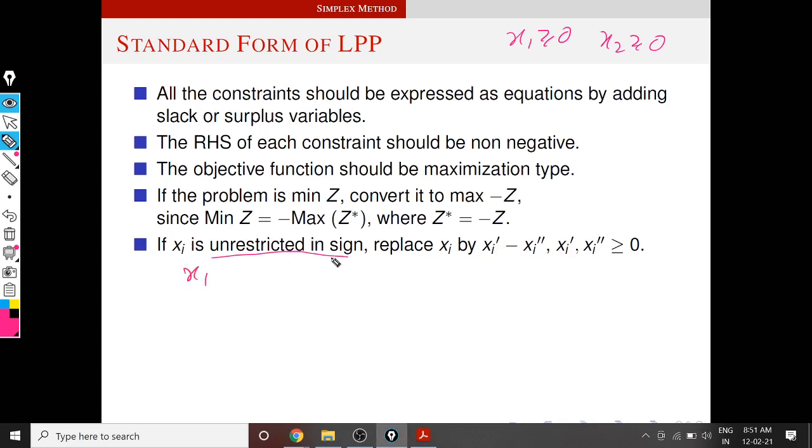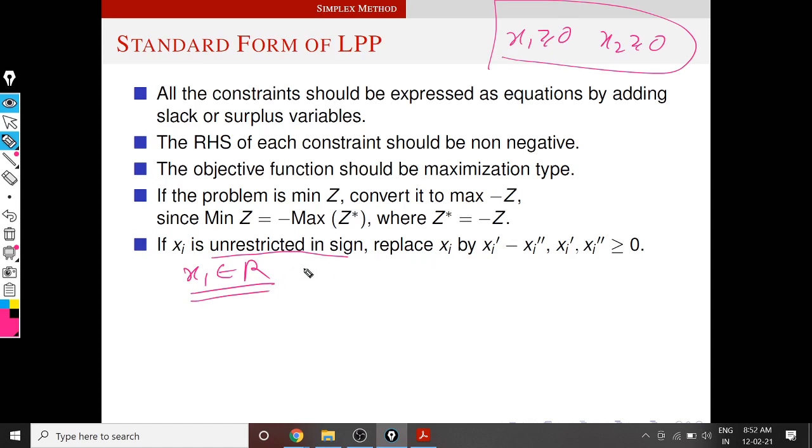Suppose x1 is unrestricted in sign. Unrestricted means x1 has no restriction. x1 can take any real value, maybe positive or negative, 0, whatever, no problem. But the other variables are restricted. They must be non-negative. You got it? So when a variable is unrestricted in sign, the meaning is that x1 can take any real value. That's all. Then our aim is to convert, because the LPP should involve only non-negative variables.